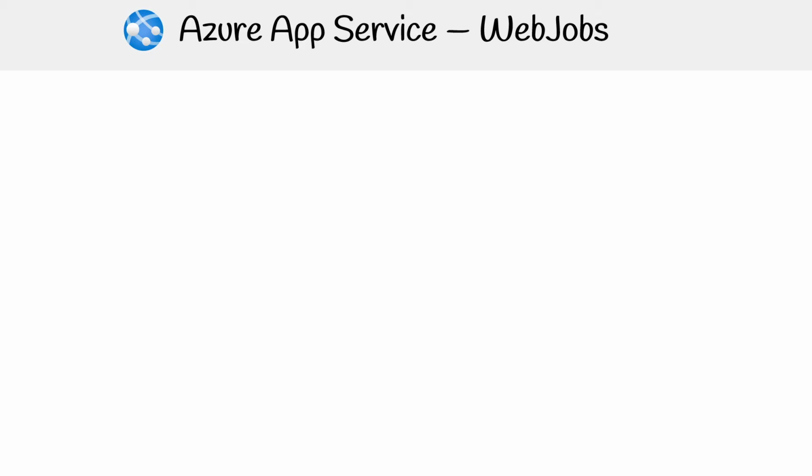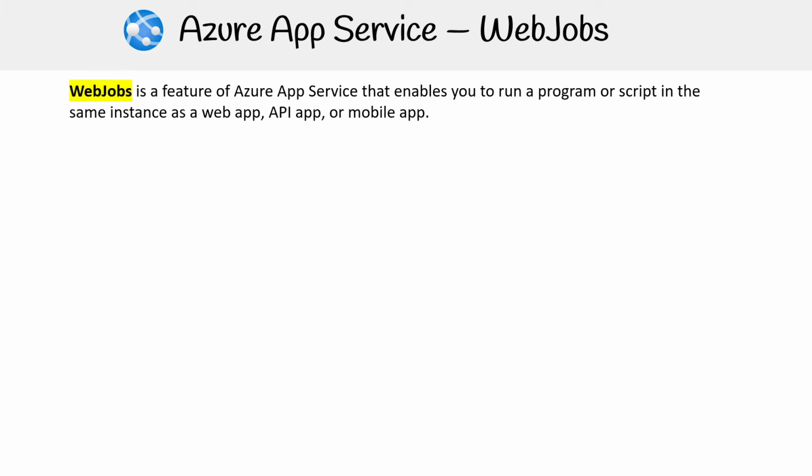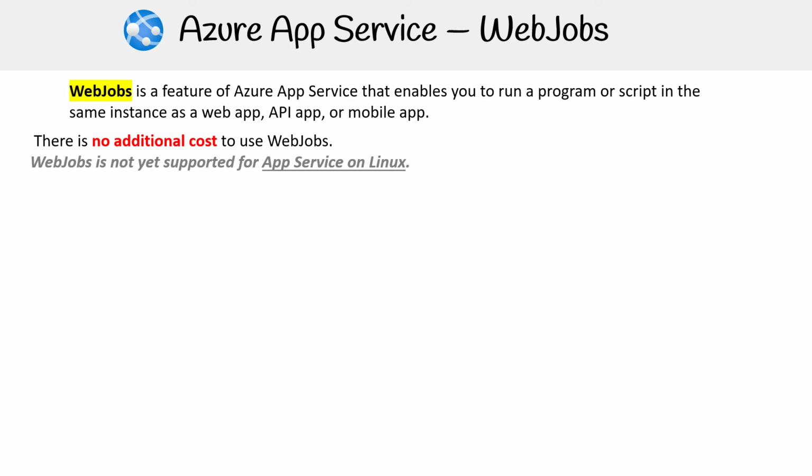So let's say you're using Azure App Services to host one of your applications and you need to run a random script. Well, how are you going to do that? That's where WebJobs comes into play. It comes at no additional cost, and WebJobs is not yet supported for Linux, which is of no surprise here because Microsoft is all about Windows, but I hope one day they will support it.